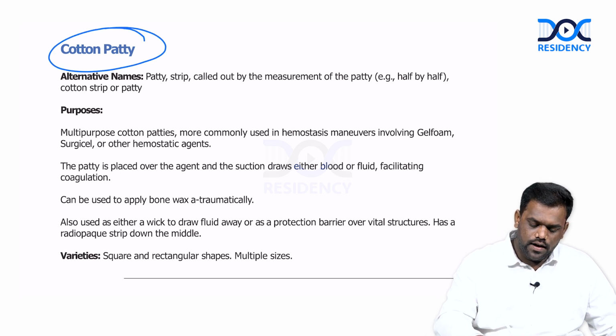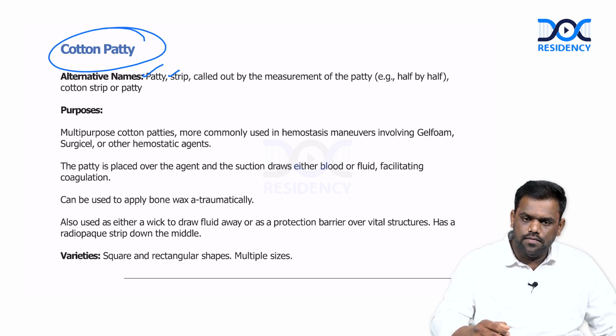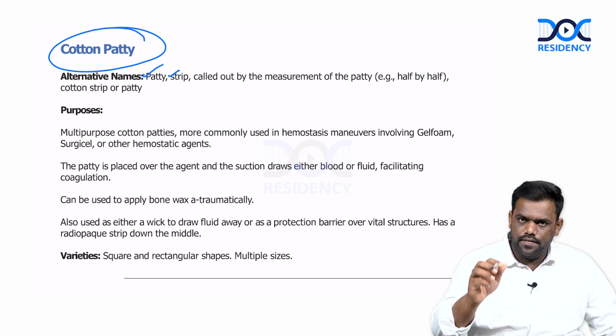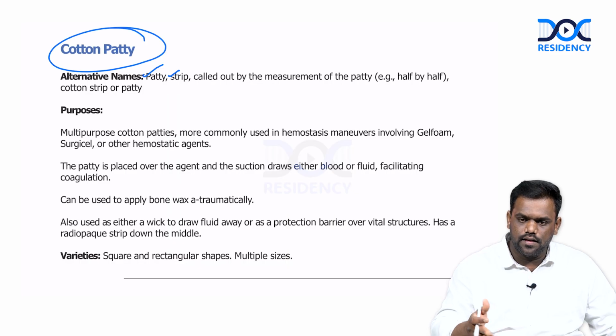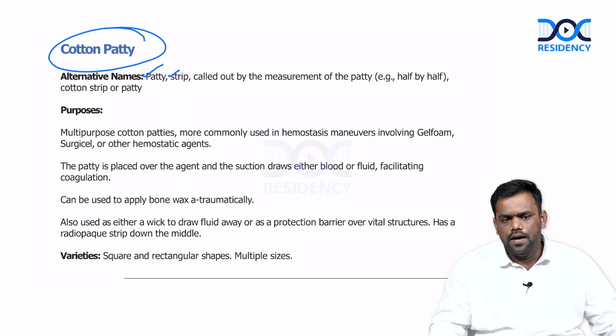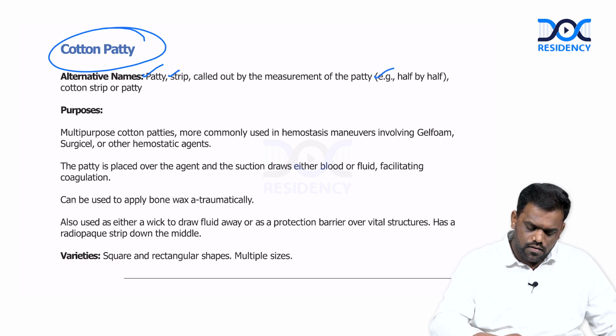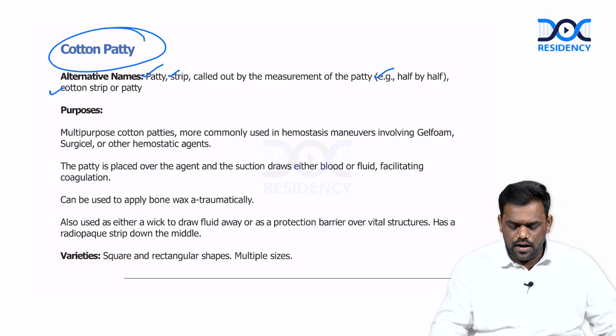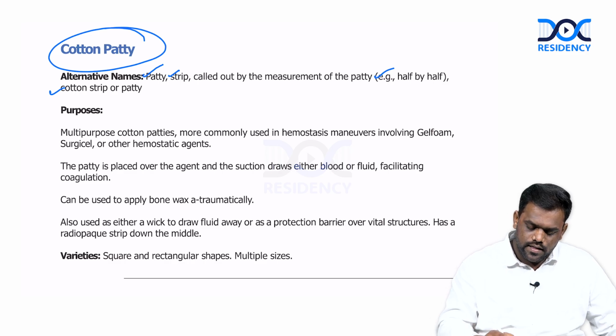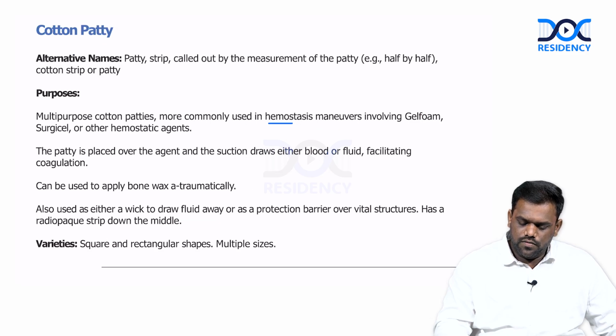Alternatively, they call it a patty or strip, or they can name it by its measurement. When this is the full patty, and they give this half size, it can be called a half by half, or cotton strip, or patty. Many alternative names are there. What is the main purpose of these patties? It is more commonly used in hemostasis maneuvers.